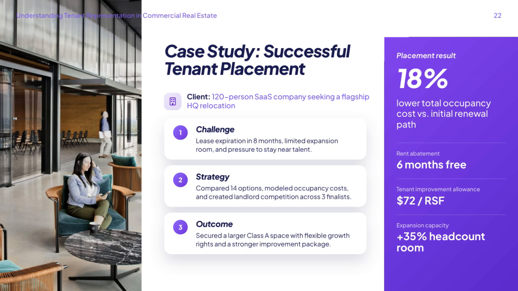The results were impressive. The company secured an 18% reduction in total occupancy costs compared to their initial renewal path, 6 months of rent abatement, a tenant improvement allowance of $72 per rentable square foot, and enough room to expand their headcount by 35%. This example highlights the value of thorough tenant representation, showing how strategic market analysis and negotiation can deliver cost savings, flexibility, and future growth capacity.